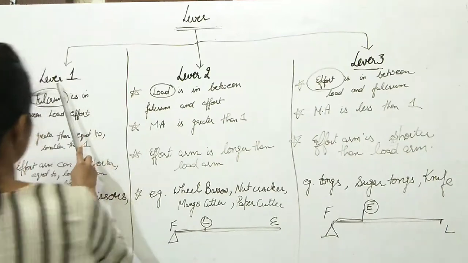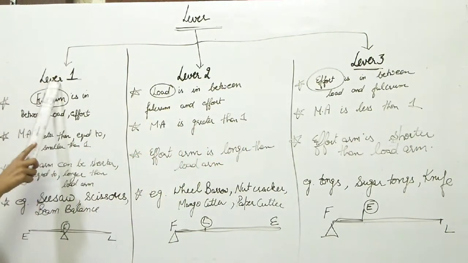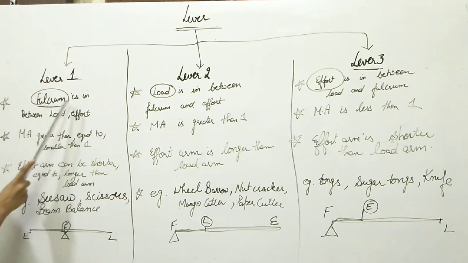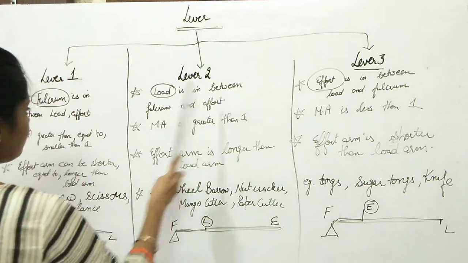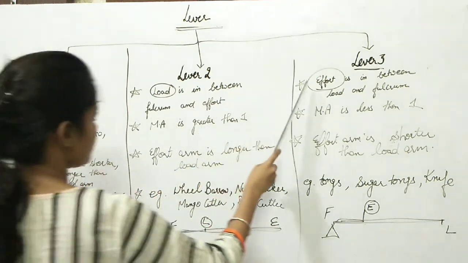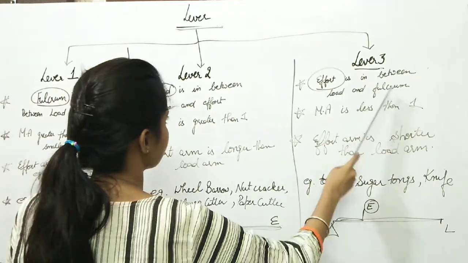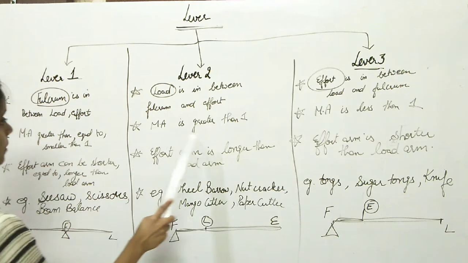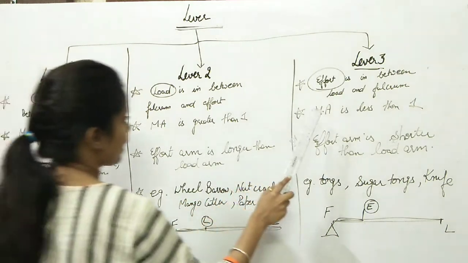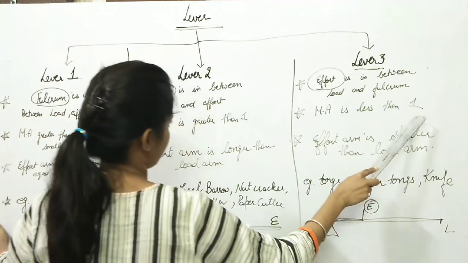Out of the 3 types, class 1, 2 and 3. In the first class, the fulcrum is in between load and effort. In the second, the load is in between fulcrum and effort. In the third case, the effort is in between load and fulcrum. Second point, mechanical advantage. We have done the formula, load upon effort. So it can be greater than, equal to or smaller than 1. But here the mechanical advantage is always greater than 1. Here the mechanical advantage is less than 1.